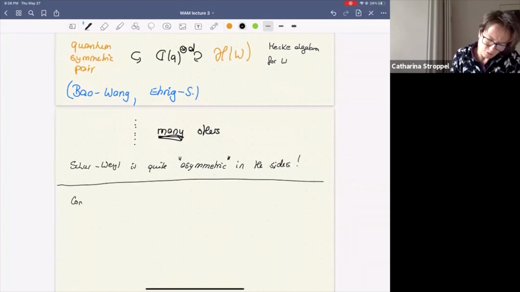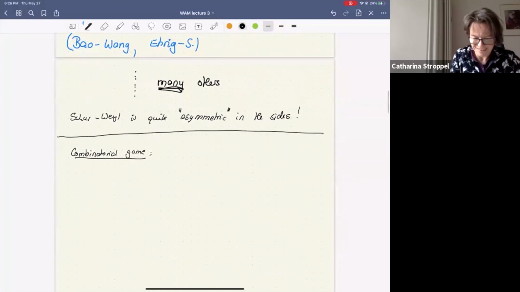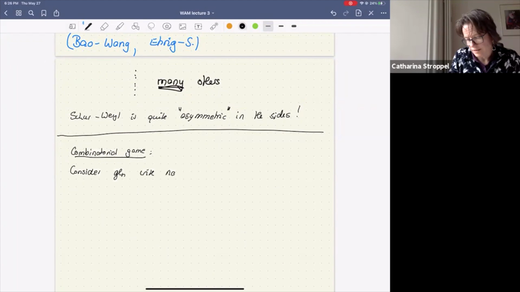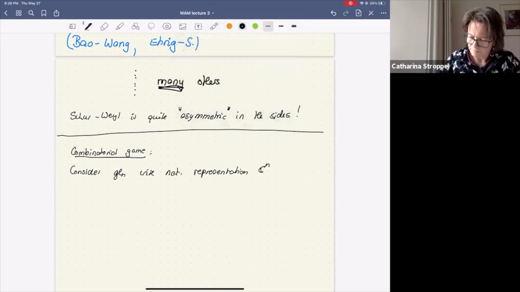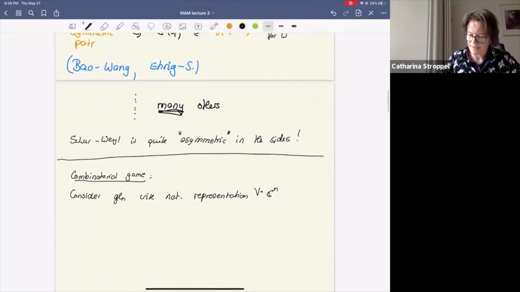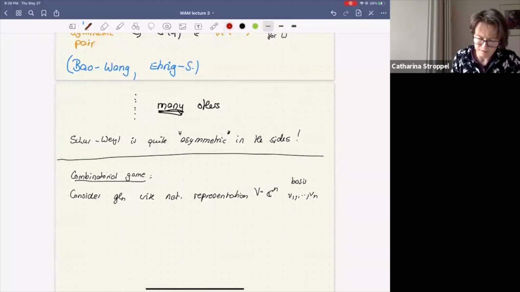And I want to start with a combinatorial game. So this is just a game which we play, and at the end you hopefully see why it's something interesting. So I want to consider GL_n with the natural representation C^n, which I call V. And this has a basis v_1 up to v_n. And so this is one player of this game.